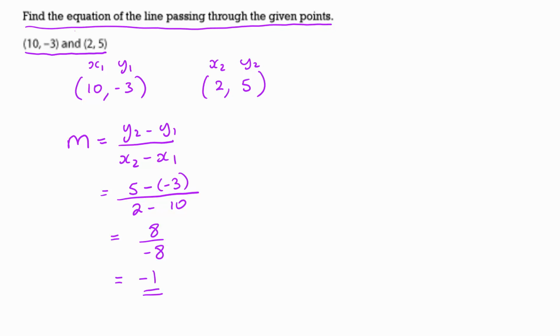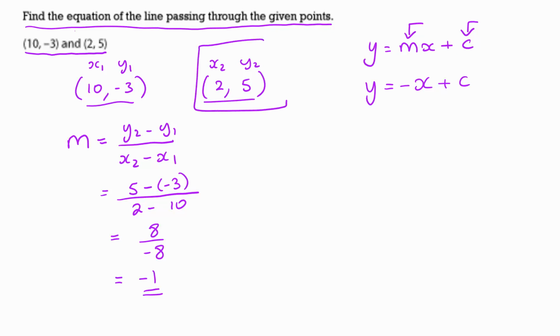So if we know the gradient is -1, and we know a line is of the form y equals mx plus c, where m is the gradient and c is the y-intercept, then this line is -x plus some constant. To find the constant, we could use either of these points. Let's use this one here. So y is equal to 5, substitute that in there. x is equal to 2, substitute that in there. And then that gives us that c equals 7.